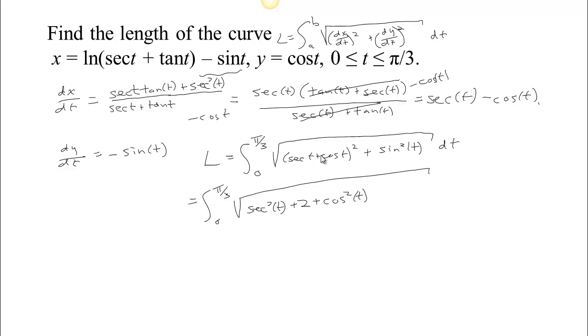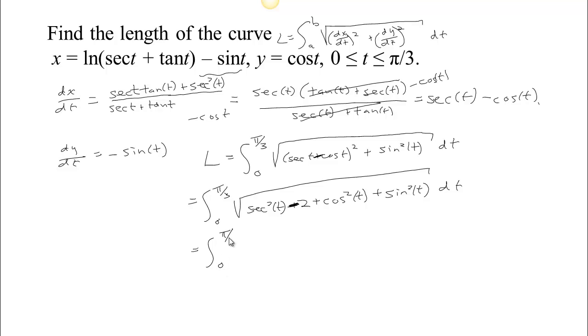Oh, I just made a mistake because that should have been secant t minus cosine t. So that would make this number minus. Okay, plus sine squared. Good. It was a copying error right there. But so when I square it, I get a negative sign here.